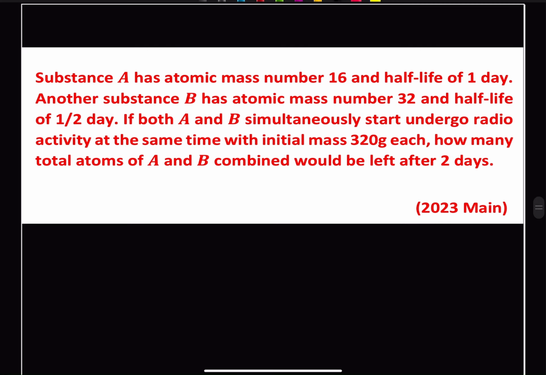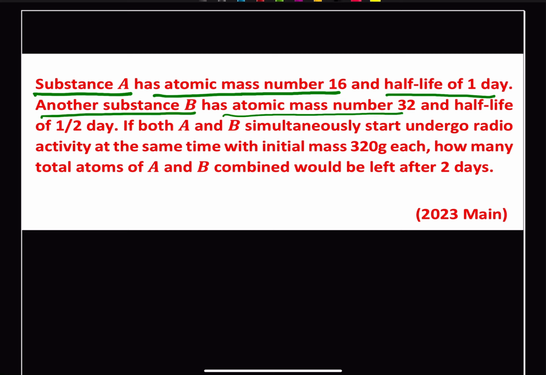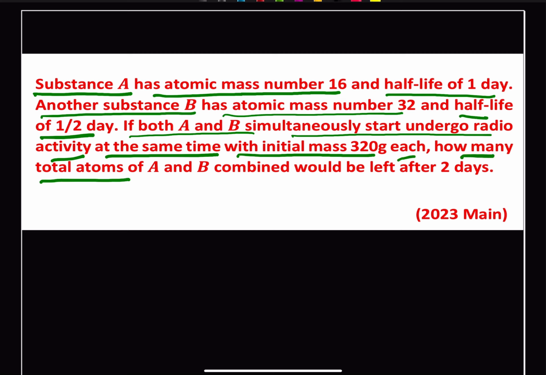Next question. It states that substance A has atomic mass number 16 and half-life of 1 day. Another substance B has atomic mass 32 and half-life of half day. Both A and B simultaneously undergo radioactivity at the same time with initial mass of 320 gram each. How many total atoms of A and B combined would be left after 2 days?